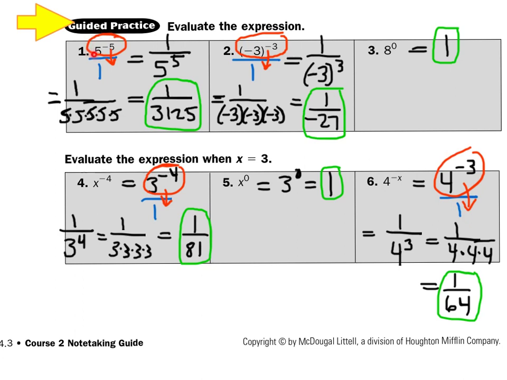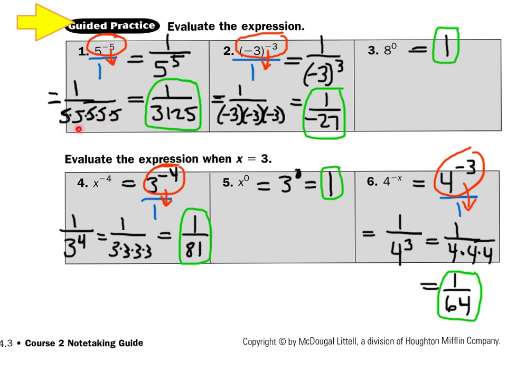And then grab the parent and the baby and let them get into the pool. So the baby's going to be happy. So this becomes 1 over 5 to the 5th power. See how the baby became happy? And then we just evaluate it. We write it out. So that's 1 over 5 times 5 times 5 times 5 times 5.